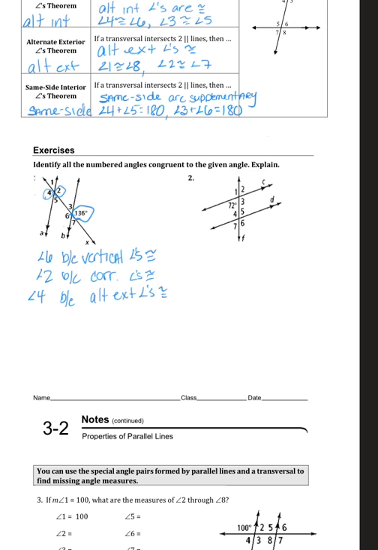So looking at example 2, again, we have the 72, so we know angle 2 because vertical angles are congruent. We know angle 5 will be 72 because alternate interior angles are congruent. And finally, angle 7 will have to be congruent because corresponding angles are congruent.